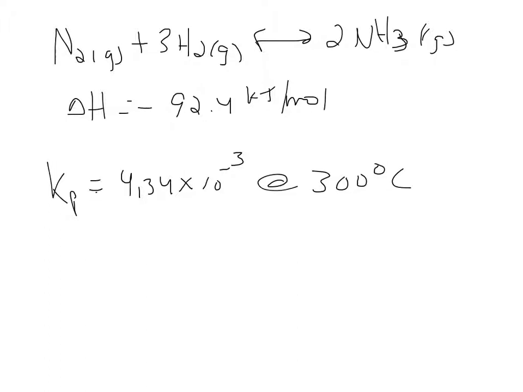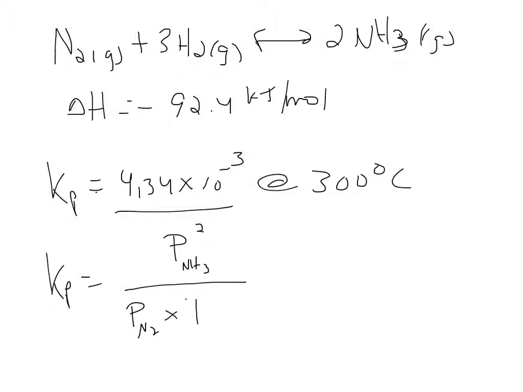Okay, so first of all, just looking at the value of this constant. Is this a big constant or a little constant? Well, that is a pretty small constant. So what does that tell me? Well, this value can be achieved by taking the pressure of ammonia squared divided by the pressure of nitrogen times the pressure of hydrogen cubed. And so this ratio is a pretty small value, according to the Kp we have written there.